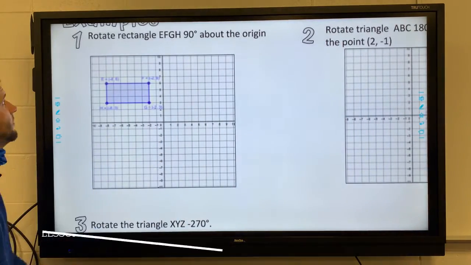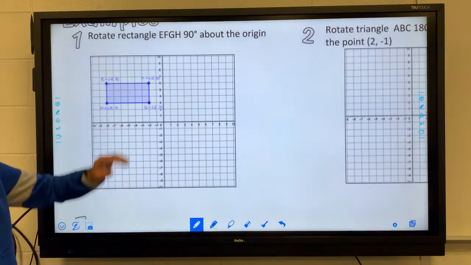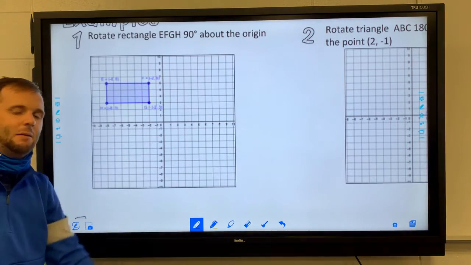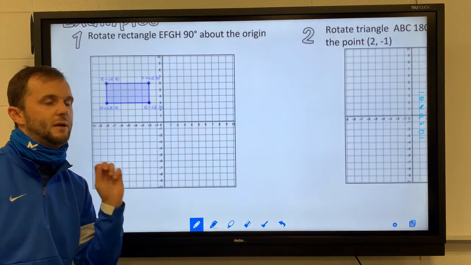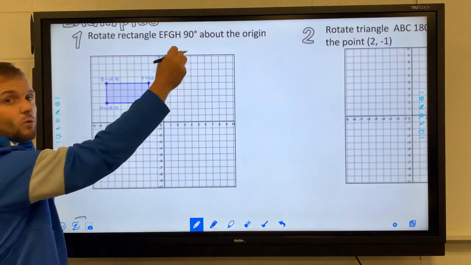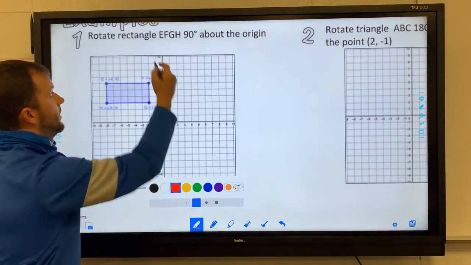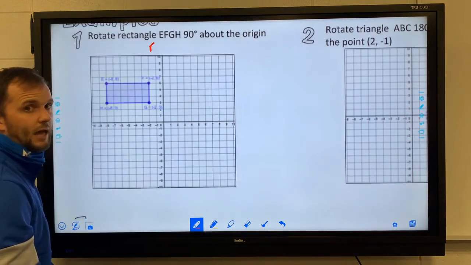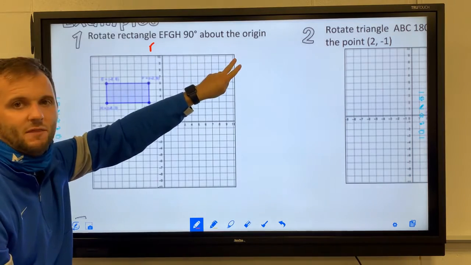So on example number 1 here, it wants you to rotate the rectangle EFGH 90 degrees about the origin, okay? It actually wrote this in words, and I'm going to show you guys how to write this in coordinate notation. So if they give you this information, you can read it. It wants to rotate. Rotate is going to use a lowercase r. And it says rectangle EFGH 90 degrees about the origin.